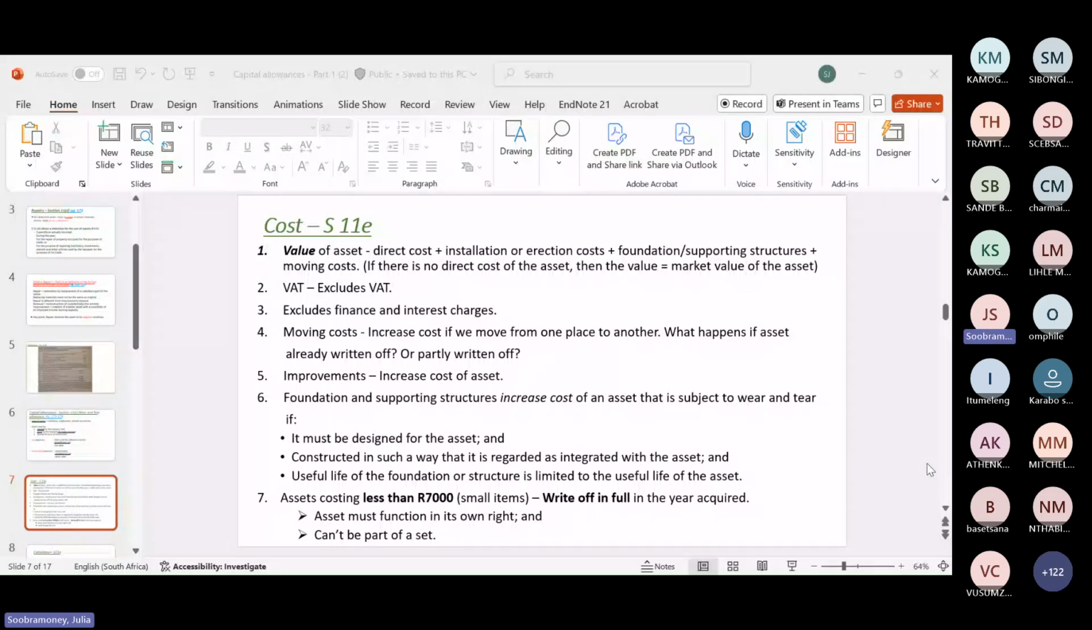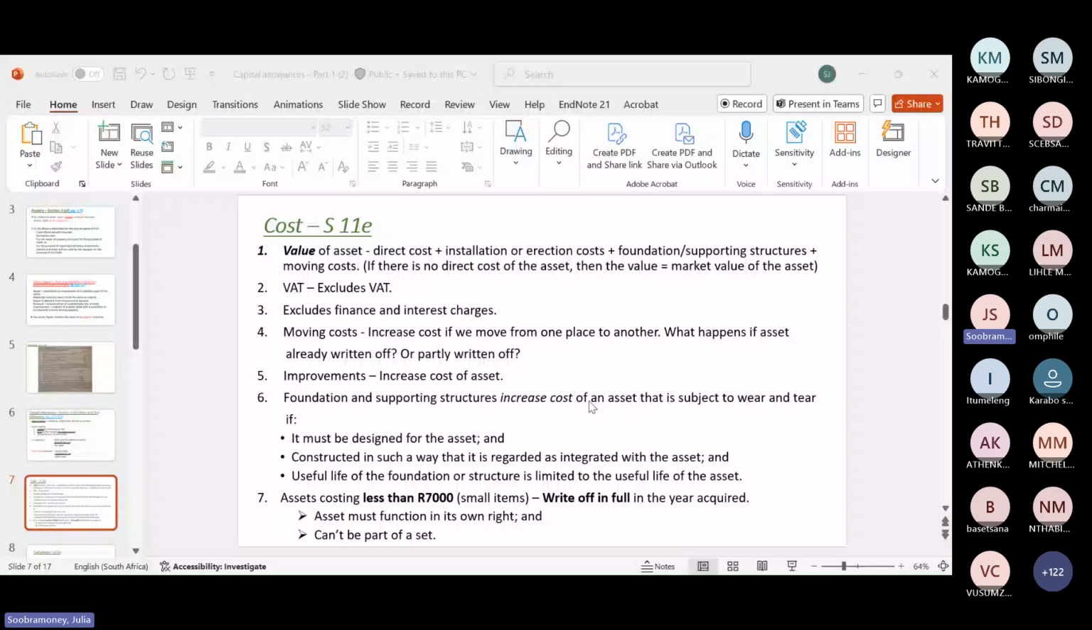Okay, so moving costs, yes. What happens if the asset is partly written off, guys? What happens then? If the asset is partly written off, you won't lose it, but you're going to work out the remaining life of the asset, and then you will calculate your wear and tear on the remaining life of the asset. So let's say the asset is written off over 10 years, and you've already written off 5 years, and now you're moving. You need to ask yourself, how many more years do I have to write off this asset? We have 5 years, therefore we're going to write it off over the next 5 years, the remaining life of that asset. That's what you would do there.